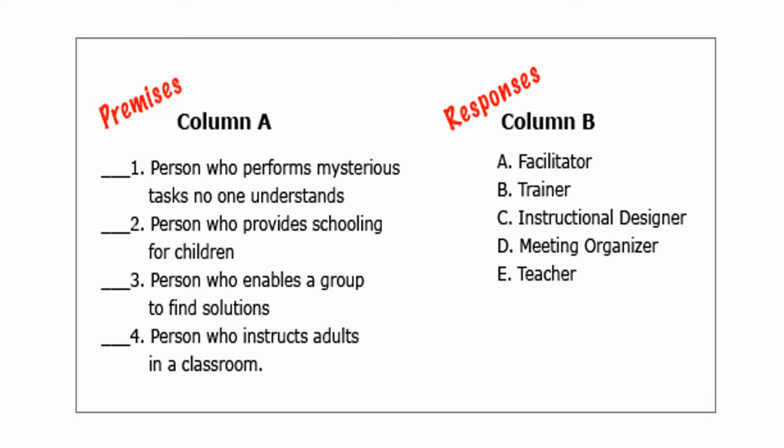Why are we doing this? We are doing this in order to eliminate the possibility of guessing. But we know that for each one of these four premises, there will be how many correct answers or key answers? Only one. So one of the options in column B is not going to be used.